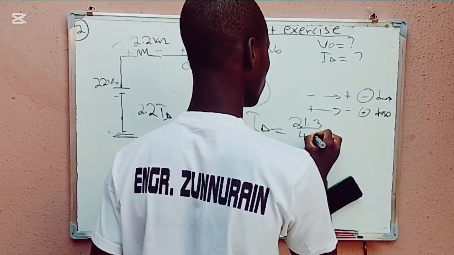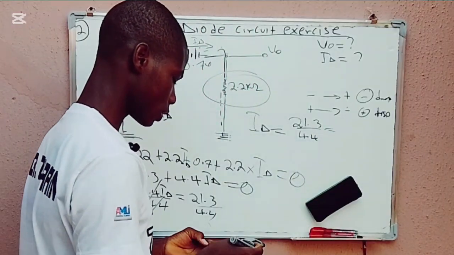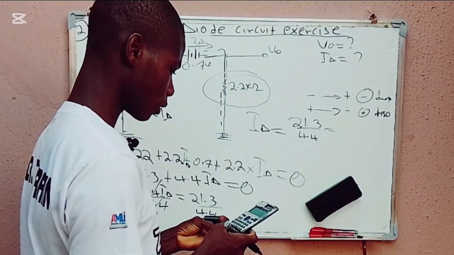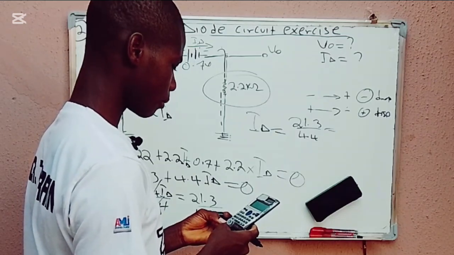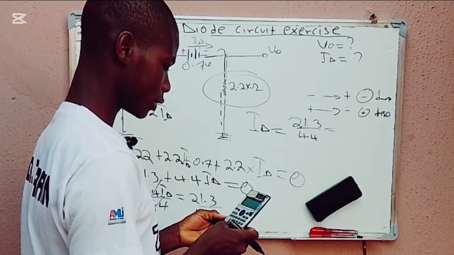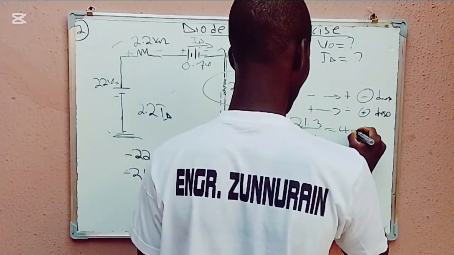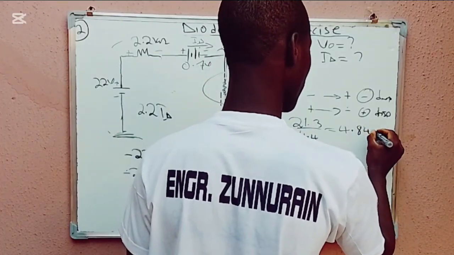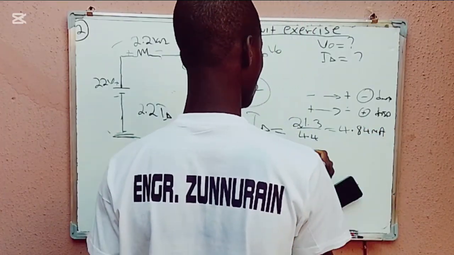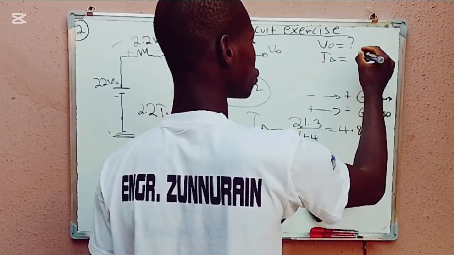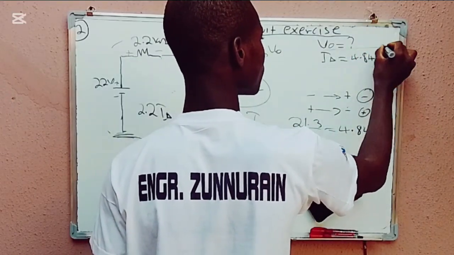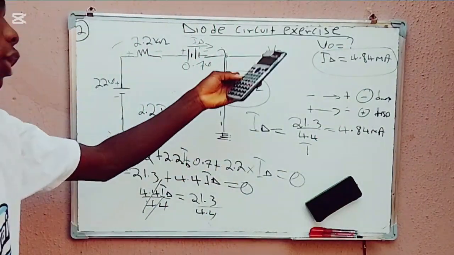21.3 divided by 4.4 should now give me 4.84 milliamps. So the diode current should now be 4.84 milliamps.